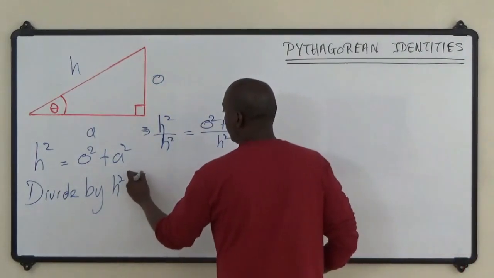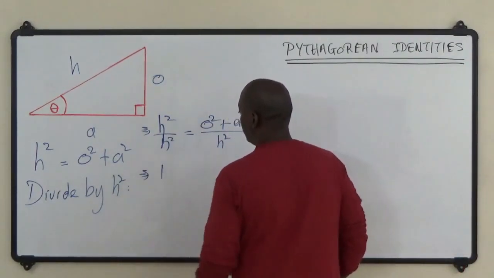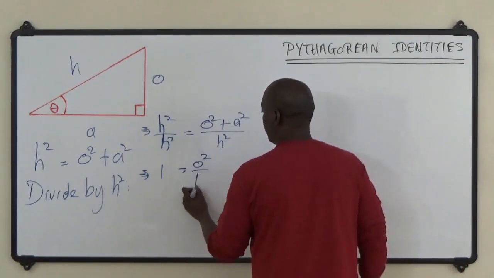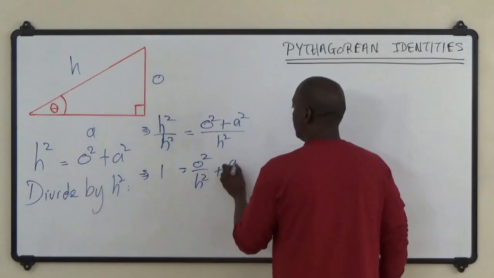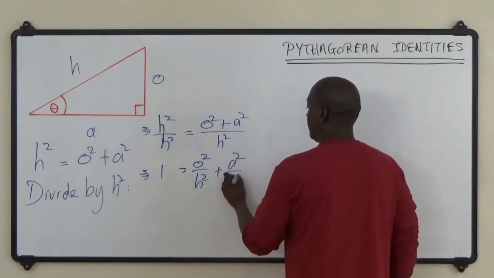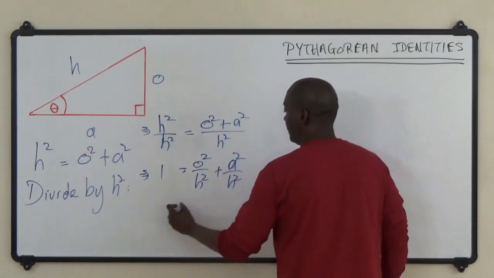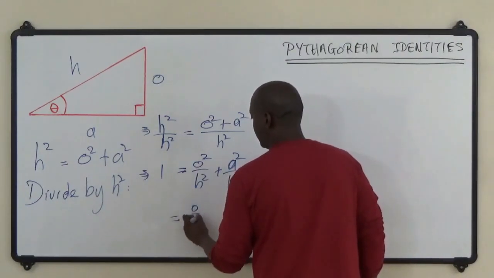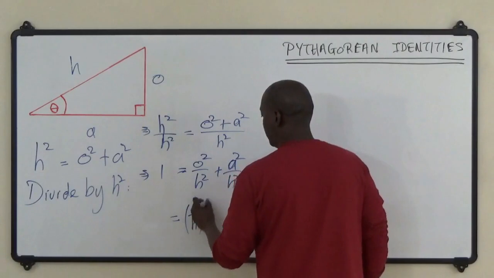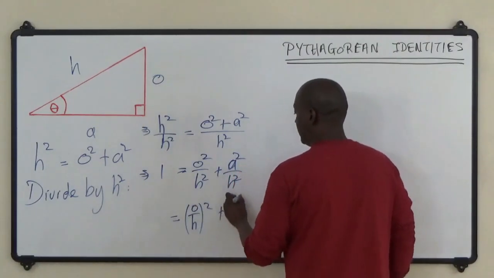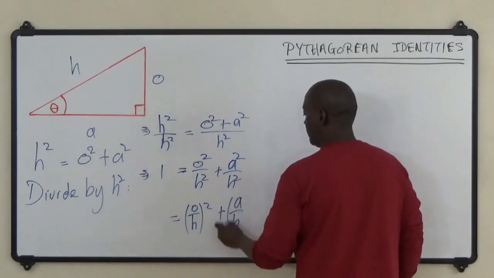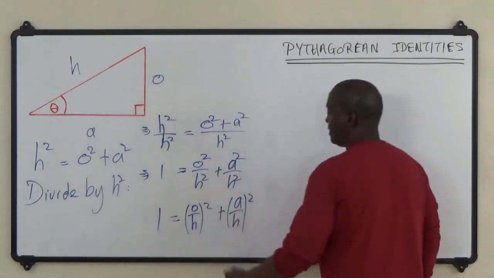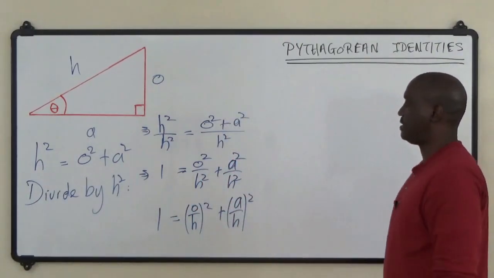How are we looking now? H squared divided by h squared is 1. This is the same thing as o squared over h squared plus a squared over h squared. And of course, o squared over h squared is the same thing as o over h squared, plus a over h squared. So 1 is equal to o over h squared plus a over h squared.